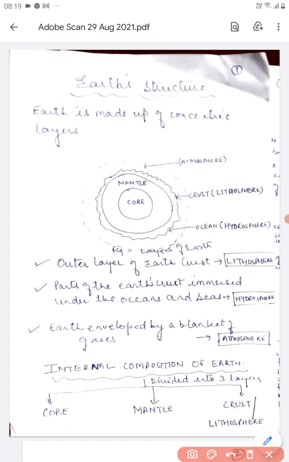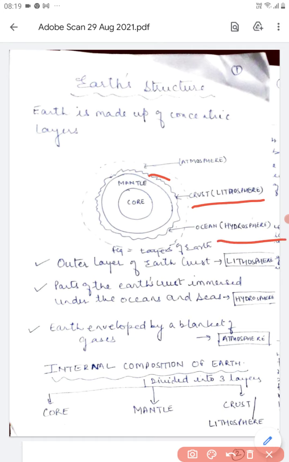The outer layer of the earth crust is called the lithosphere. As you can see, so this is the lithosphere. So this is the outer layer and this is called the crust or the lithosphere. And then the part of the earth crust which is immersed under oceans and seas, वो earth का part जो कि ocean और seas के अंदर immersed रहता है वो कहलाता है hydrosphere.